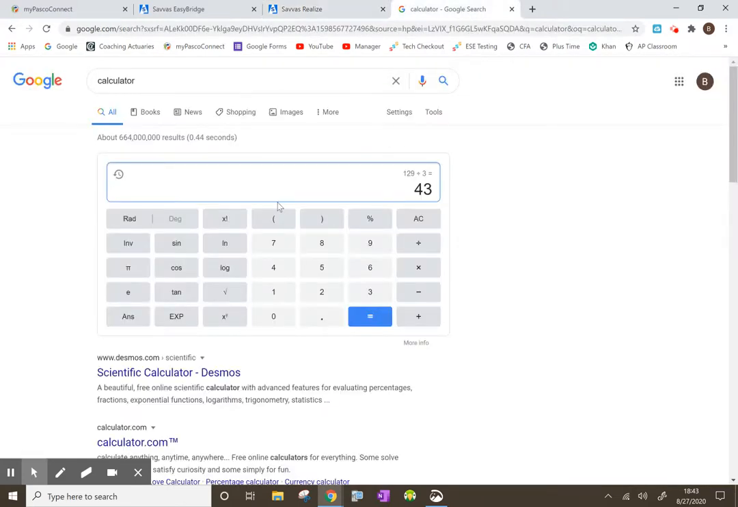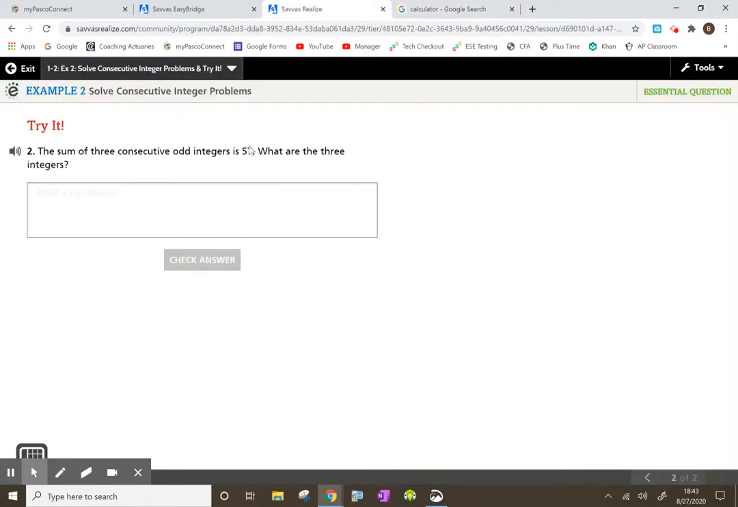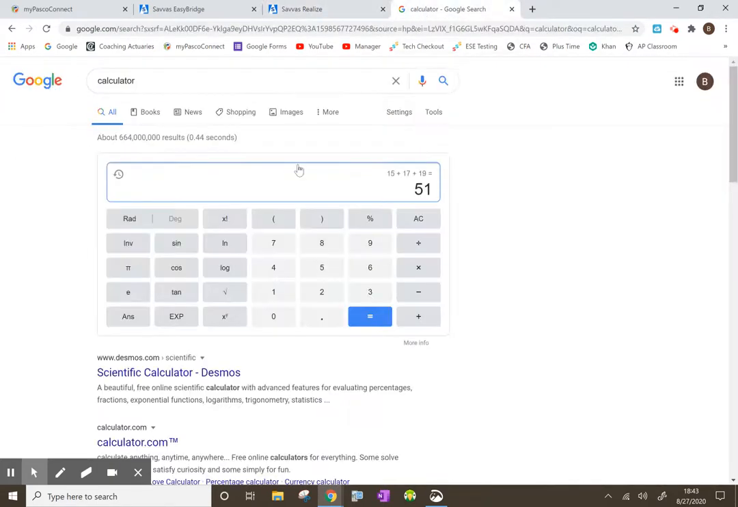So let me pick 3 consecutive odd numbers that I think could add up to 57. Let's try 15 as the first one. So then the next one would be 17, and the one after that would be 19. So that gets me the number 51. That's not what I needed. I needed to get to 57. So let me try some bigger numbers.